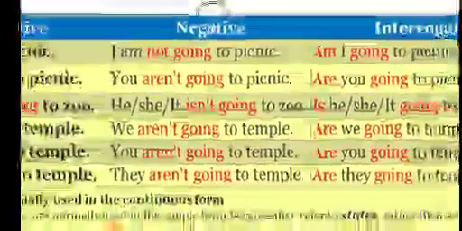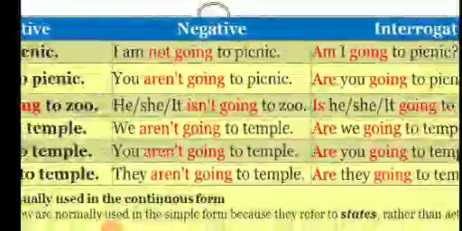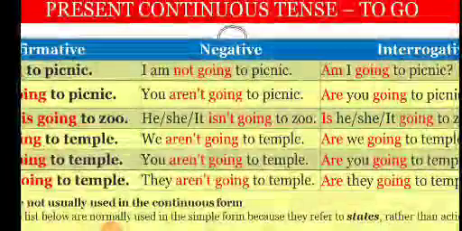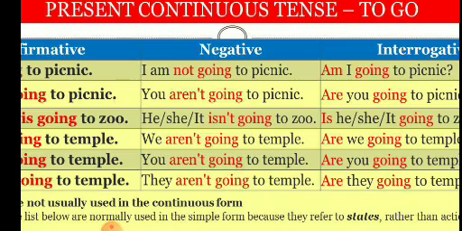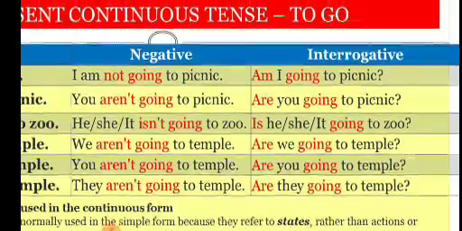In case of negative sentences, I am not going to picnic. You aren't going to picnic. He or she or it isn't going to zoo. We aren't going to temple. You aren't going to temple, they aren't going to temple.